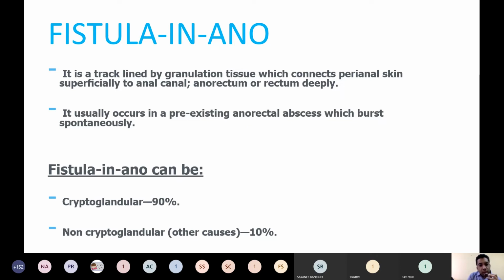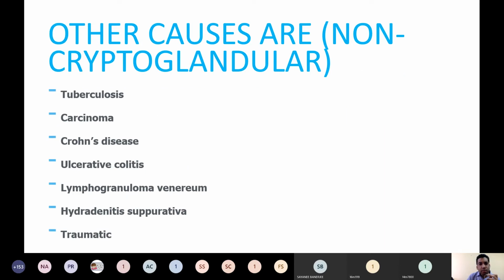So fistula in ano can be cryptoglandular in origin, which is seen in about 90% of the cases, and there are non-cryptoglandular diseases which account for the other 10% of the cases. So the other causes are tuberculosis, carcinoma, Crohn's disease, ulcerative colitis, lymphogranuloma venereum, hidradenitis suppurativa, and then we have other causes, just trauma or other things.